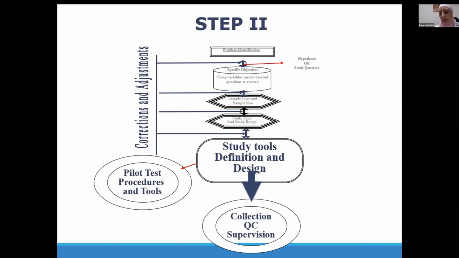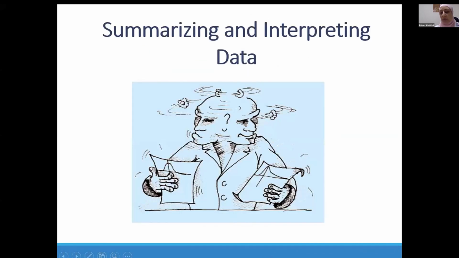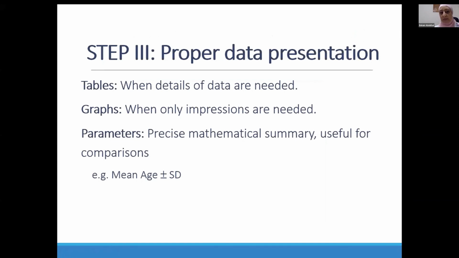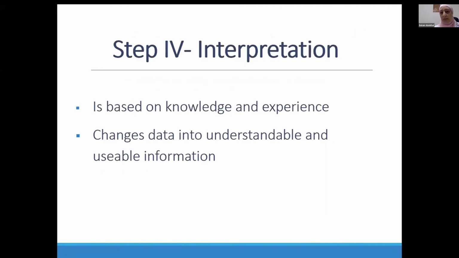Yeah, super. So when summarizing and interpreting data, you can show your data as tables or graphs, or you can use statistical parameters like mean and standard deviations. And I think you've gone through that already, so we won't invest time on that. And then the last step would be interpretation of your data, which should be based on the knowledge and experience of researchers. And this part where we interpret data, we are changing data into usable and understandable information.